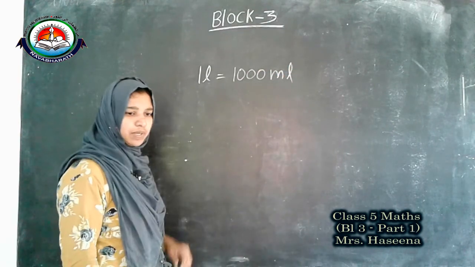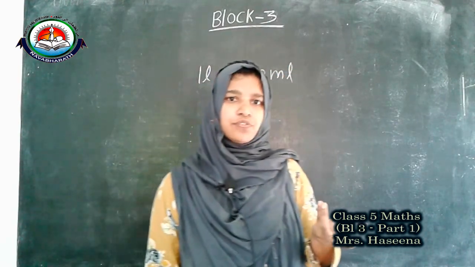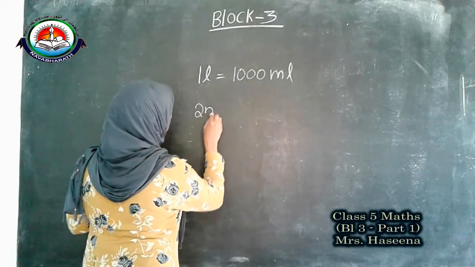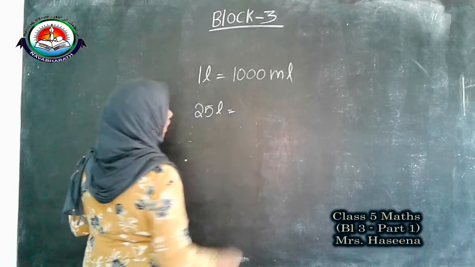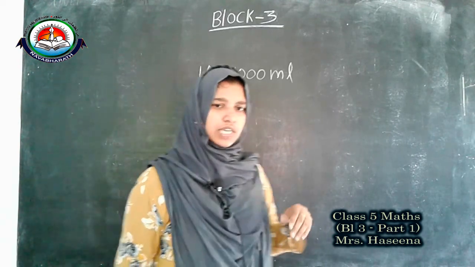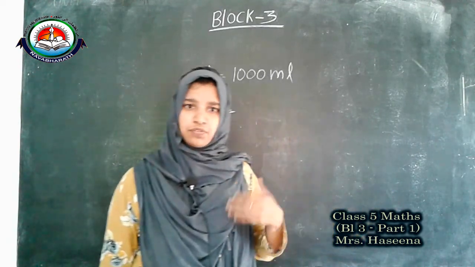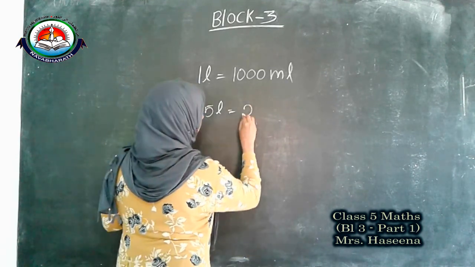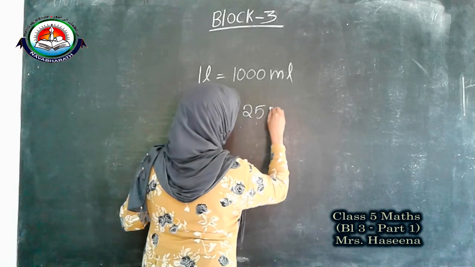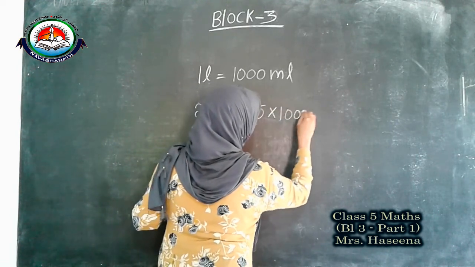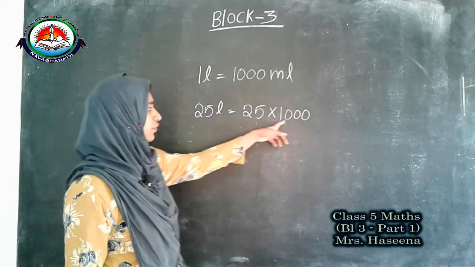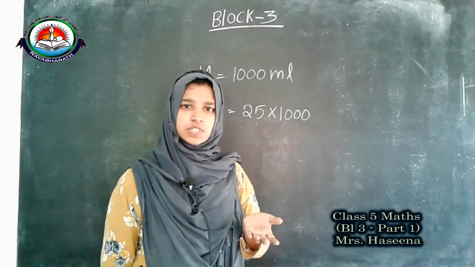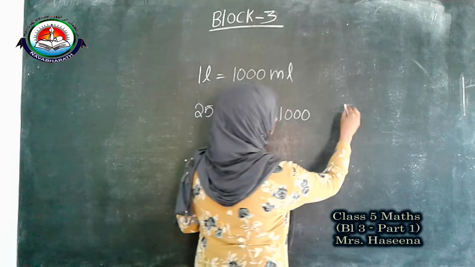Okay, then my question: 25 liters, how many milliliters are there? How can we find this? 25 into 1000. How can we find this answer? One example I will show.